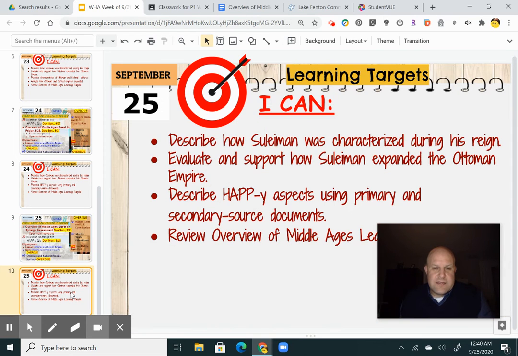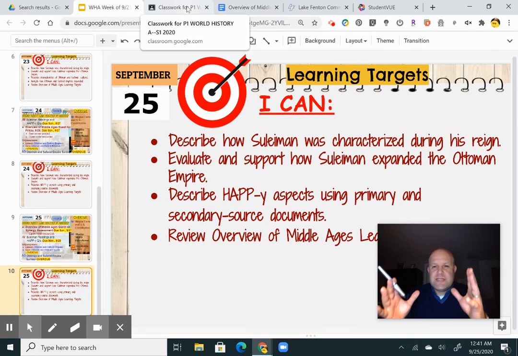Again, with the Suleiman characterization and the happy questions, remember to understand the difference between a primary and a secondary source. A primary source is something from way back, from the time period. Something that's current would be a look back. Historic context means a look back at something that happened in the time period. If it's dated from the time period, then the historical context is what's going on during that time period.